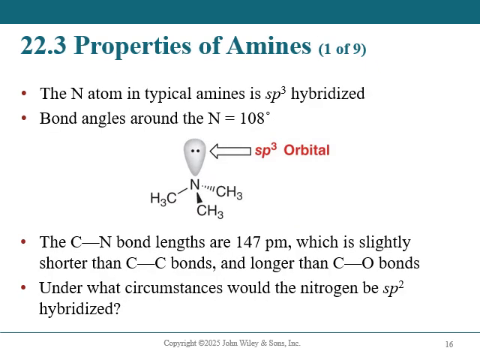Now let's talk a little bit about the properties of amines. The nitrogen atom in typical amines is sp3 hybridized. I would expect a tetrahedral electronic geometry. It is close to 109.5 of that methane molecule. Because you have a lone pair, it's going to be slightly closer, right, slightly smaller. So 108 is typically the angle of those amines. The carbon-nitrogen bond length is approximately 147 picometers, which is a little bit shorter than carbon-carbon bonds, but longer than carbon-oxygen bonds, somewhere in between.